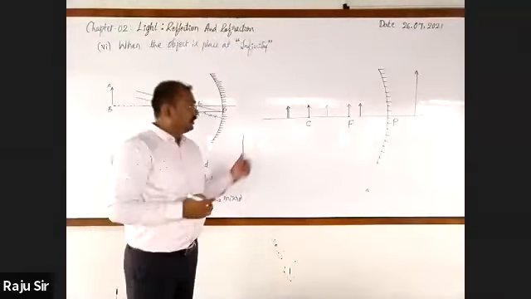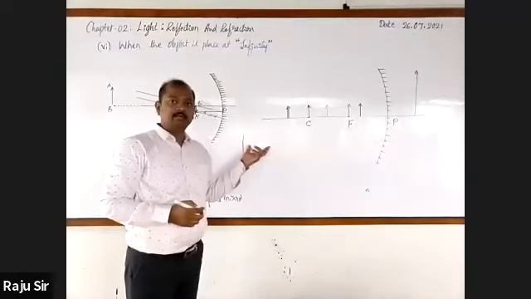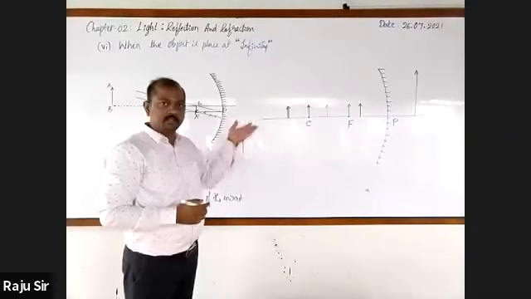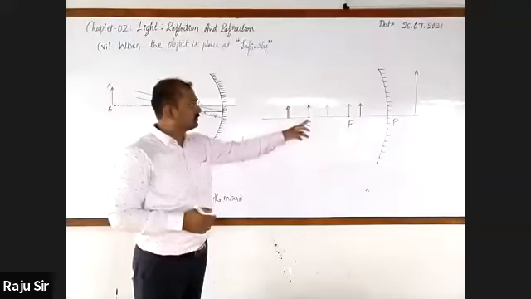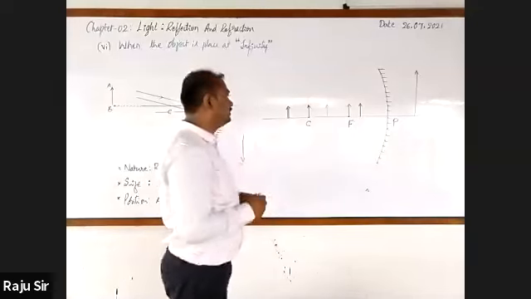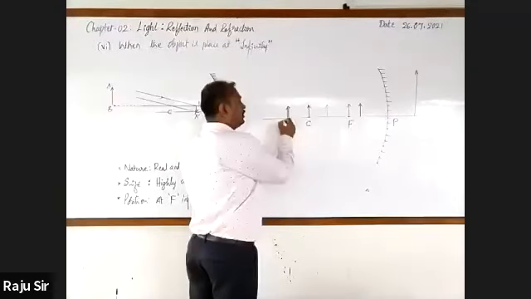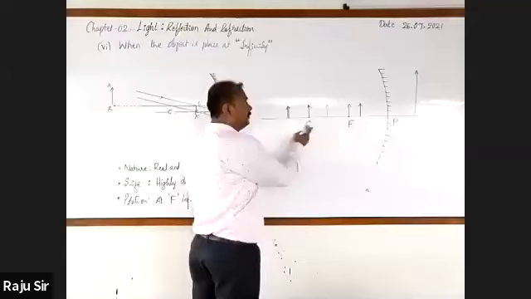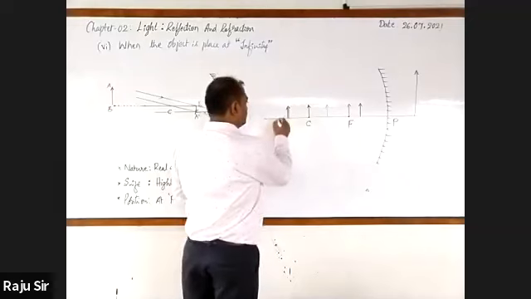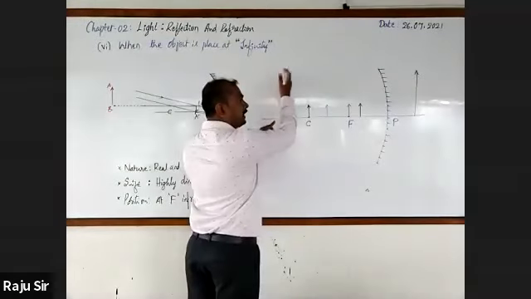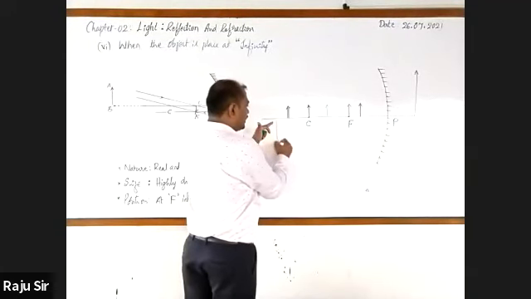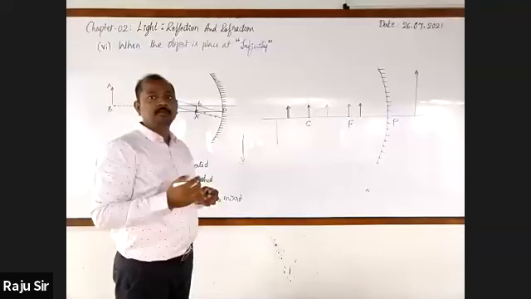Then diminished or magnified or highly magnified? Highly magnified. And it is inverted image. Next, when the object is placed between C and F, where was the image formed? Beyond C, in front of the mirror. Upright or inverted? Inverted. Magnified or diminished? Magnified.